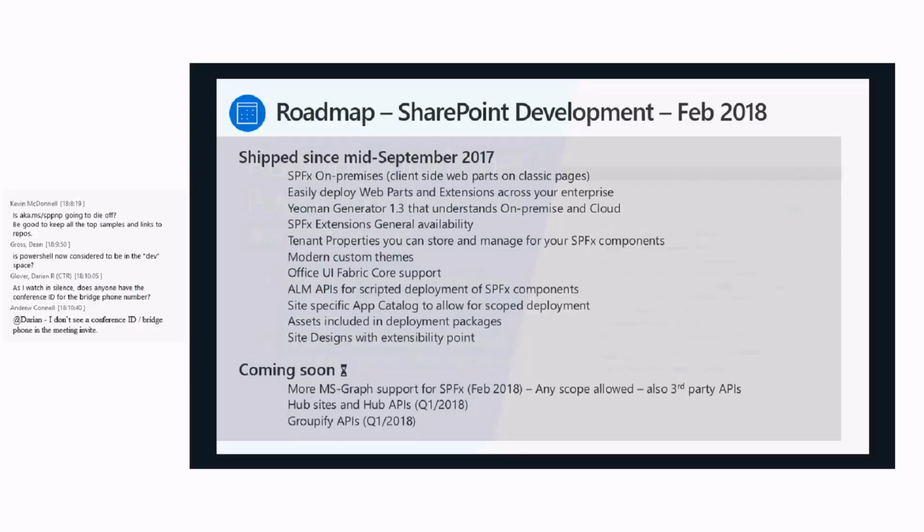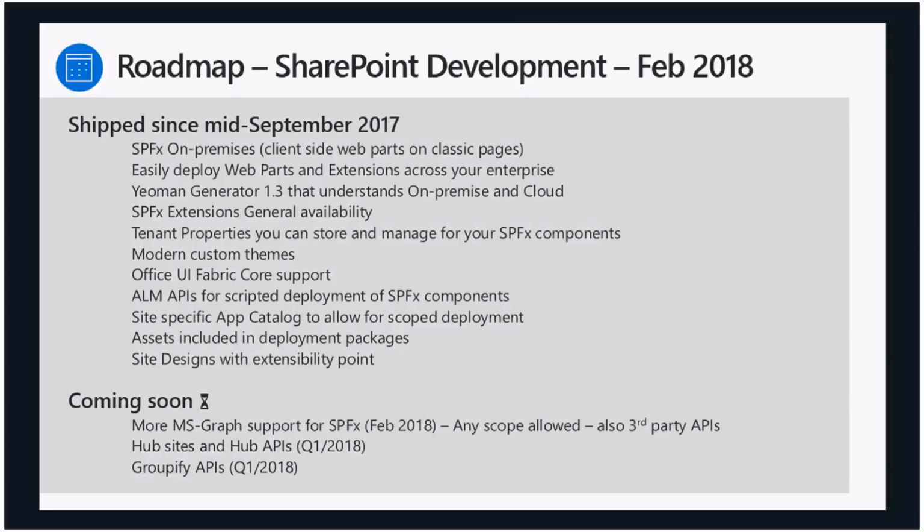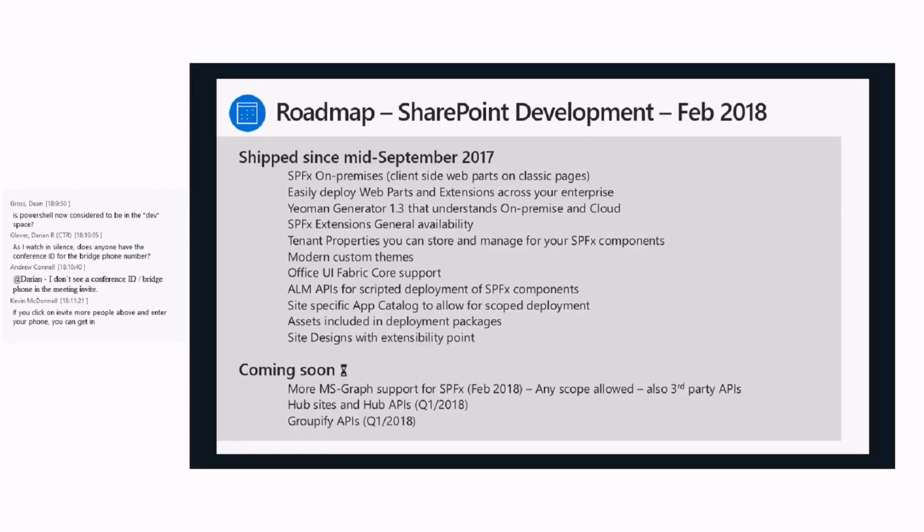Now, moving on. Quick update on the roadmap. This is the February 2018 edition. This actually, unfortunately, hasn't been changing that much since the New Year. So we've been waiting for, obviously, site designs and extensibility points to go live, and that's now GA, which is a brilliant thing. You can use site designs and site scripts in production, so that is now production available.